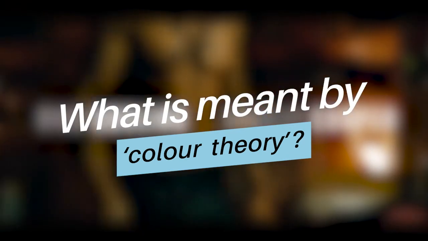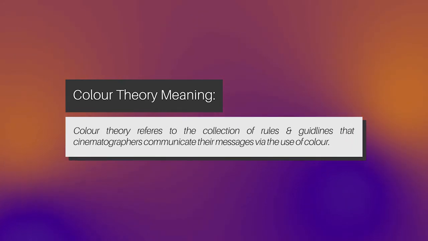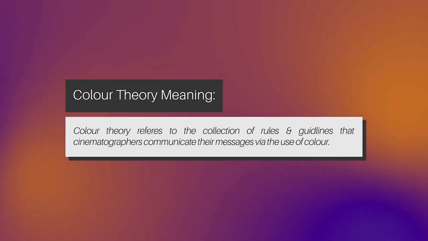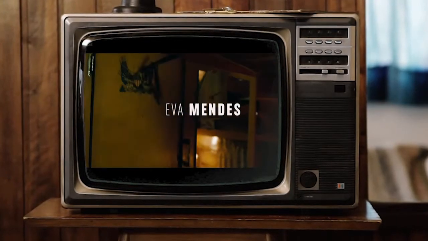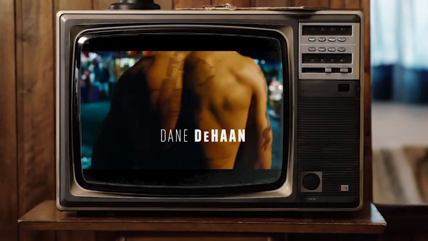Well, typically colour theory refers to the collection of rules and guidelines in which cinematographers communicate their messages through the use of colour schemes and palettes. Although colour is the most obvious thing on the screen to the viewer, it is commonly overlooked when it comes to its importance in the narrative of the film.